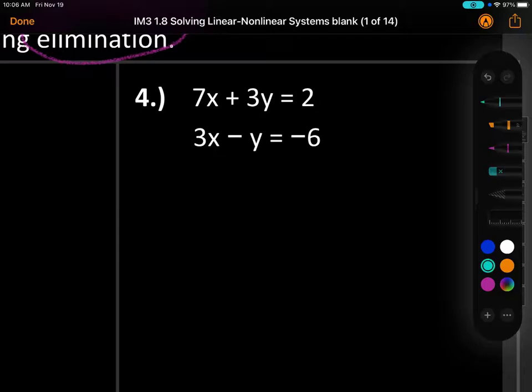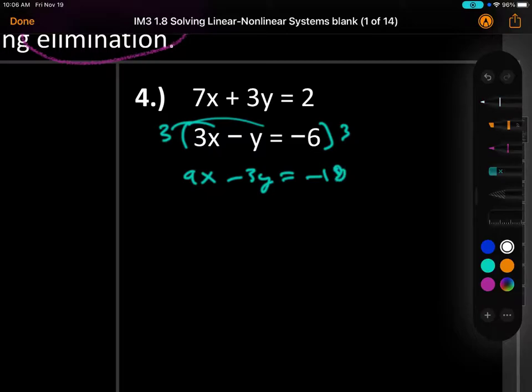Question number 4, choose your own adventure. You can eliminate the x's or y's. I think I'm just going to eliminate the y's. So if I multiply this equation by 3, let's go ahead and multiply it. 9x minus 3y equals -18.